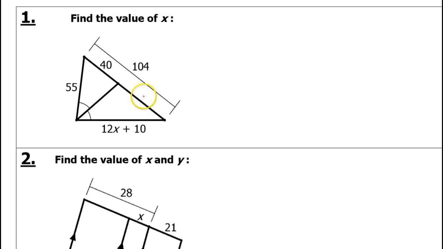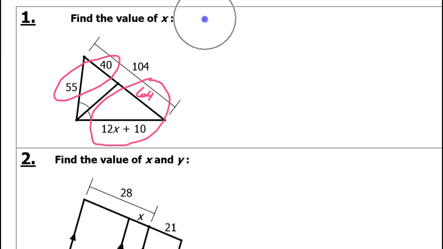Yeah. What is it? It's 64. All right. That's going to be 64. Of course, he did 104 minus 40. That's where he got the 64 from. So then, according to the angle bisector theorem, we can make a fraction out of these two and set it equal to a fraction out of these two. So you would have done something like 40 over 55 is equal to 64 over 12x plus 10.